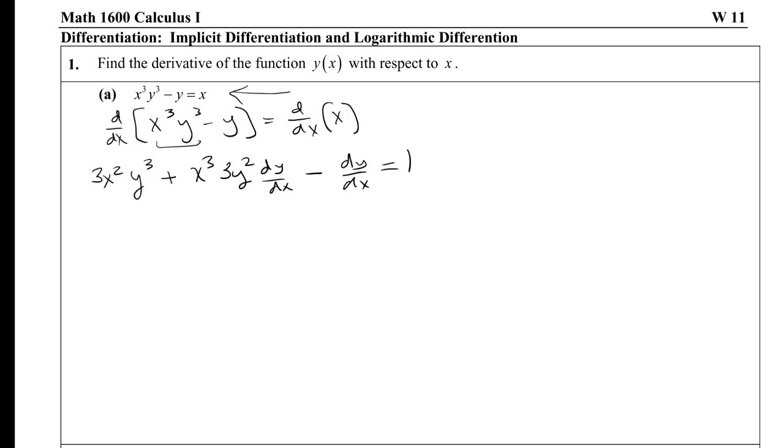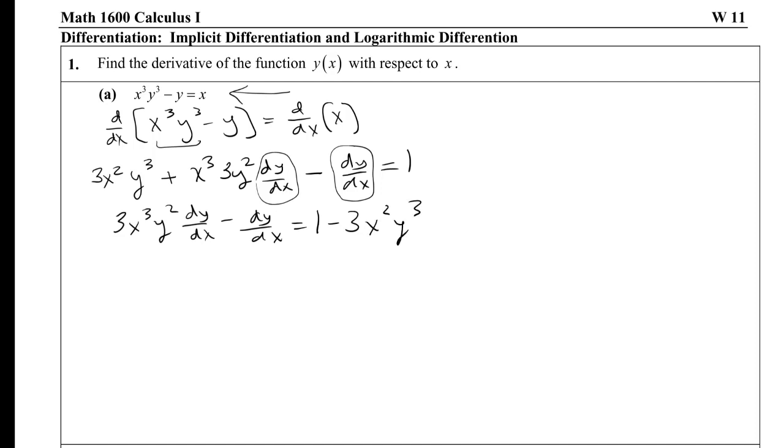So most of the hard work is done at this point. So I just want to solve for dy dx. So I'm going to look for the terms that have dy dx, and I'm going to keep them on the left, move everything else to the right. So if I clean up what's in front of the first dy dx, that's 3x cubed y squared dy dx minus dy dx equals 1 minus 3x squared y cubed.